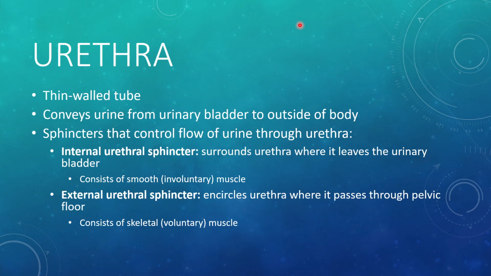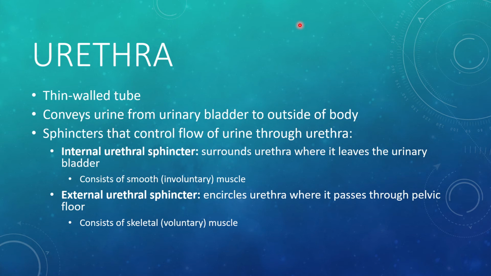The urethra itself is a thin-walled tube conveying urine from the urinary bladder to outside of the body. Sphincters control flow of urine through the urethra. There are two. The internal urethral sphincter on the floor of the bladder surrounds the urethra where it leaves the urinary bladder. This consists of smooth, as in involuntary, muscle. We don't have control over that muscle.